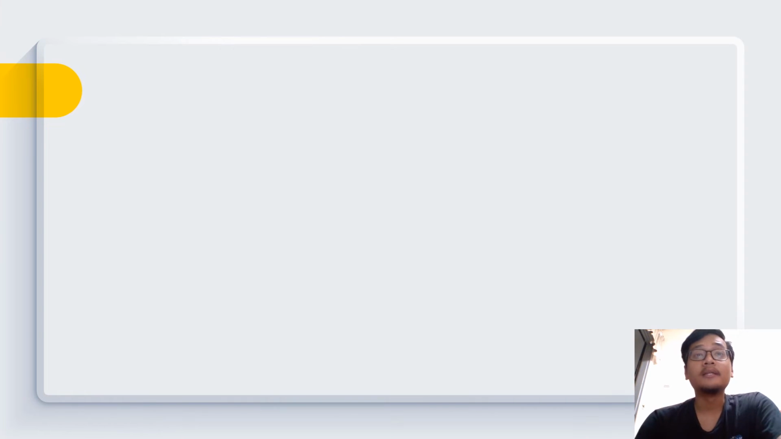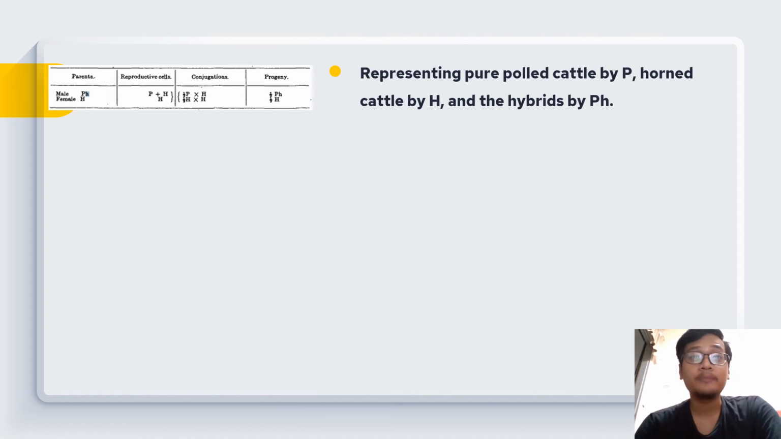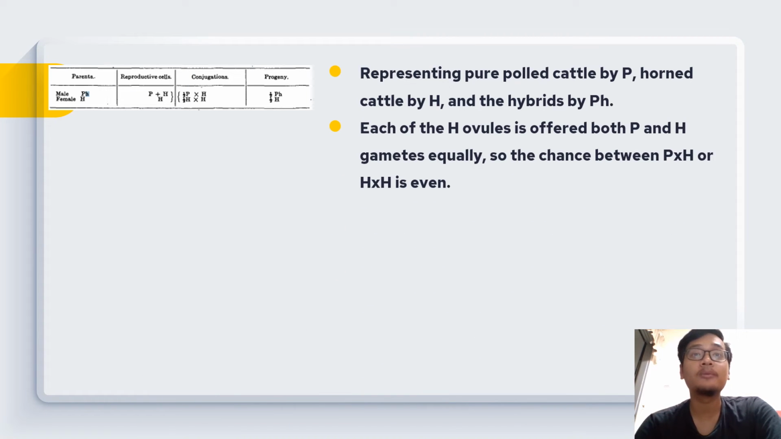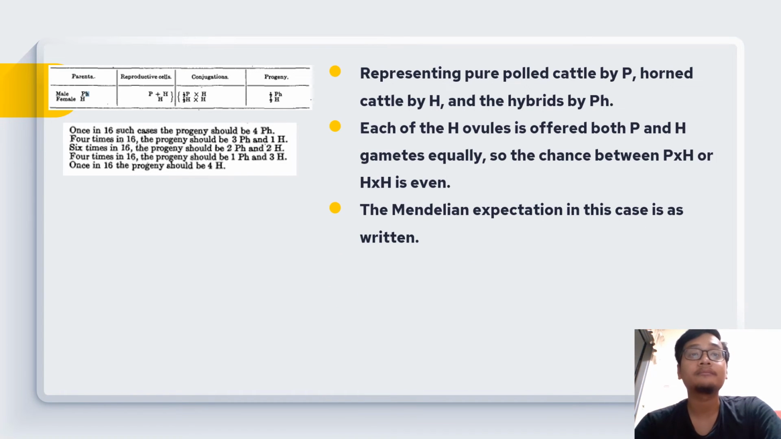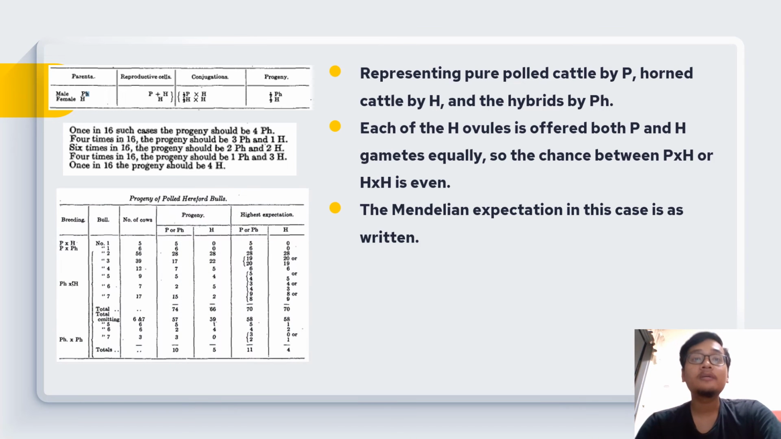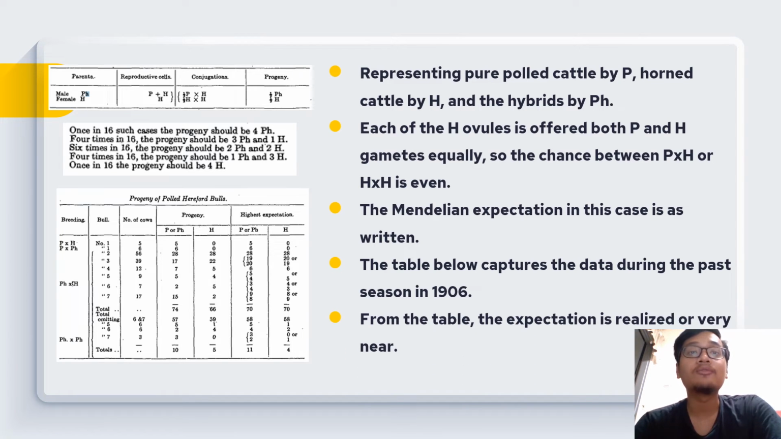In his study, the pure polled cattle is represented by P and the horned cattle by H, as seen in the table at the top left. Each of the H ovules is offered both P and H gametes equally, so the chance between PxH and HxH is even. The Mendelian expectation for this study is as written by Spillman in the middle left. The table on the bottom left shows the data captured during the past season when the study was conducted. From the table, it can be concluded the expectation is realized or very near, with few exceptions.